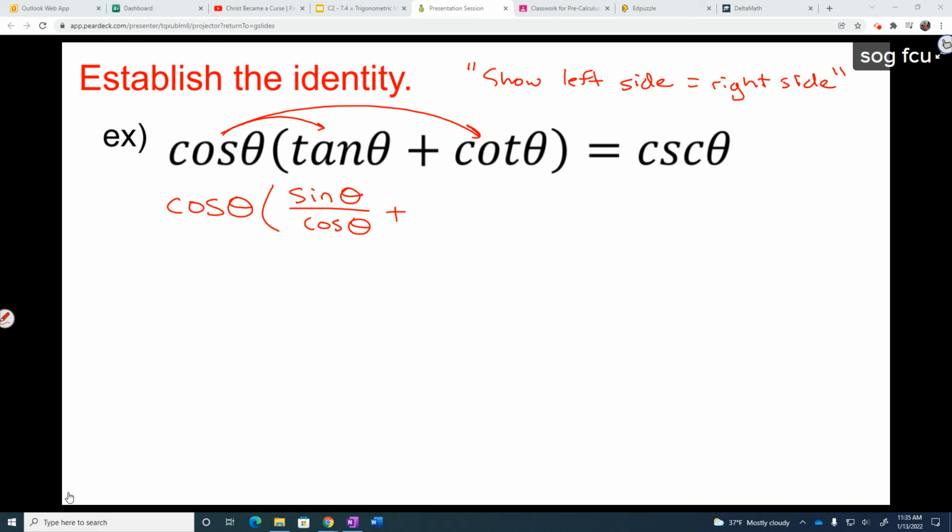So we're going to do that. Plus, and then what's cotangent? Cosine over sine. One thing that's different about these trig identities is it looks like we're making something more complicated. You have to make it more complicated before you can make it less complicated.